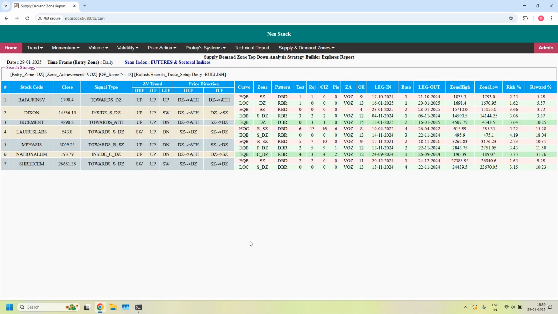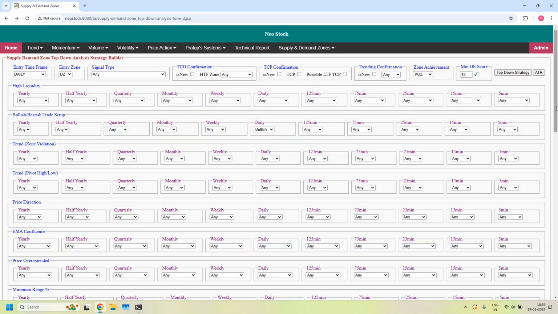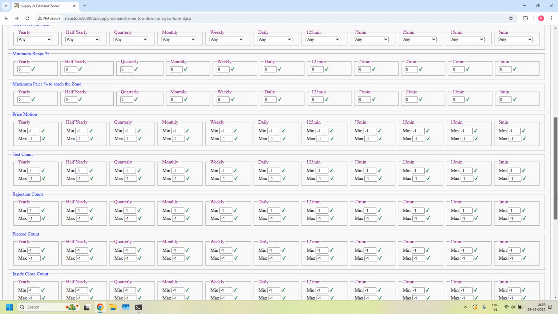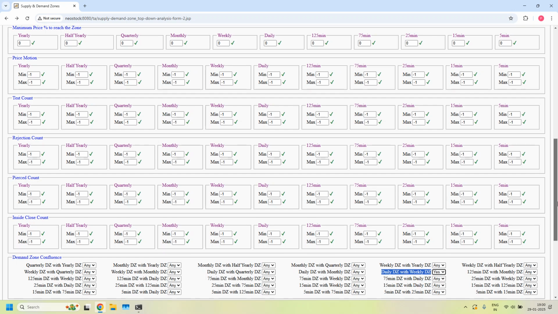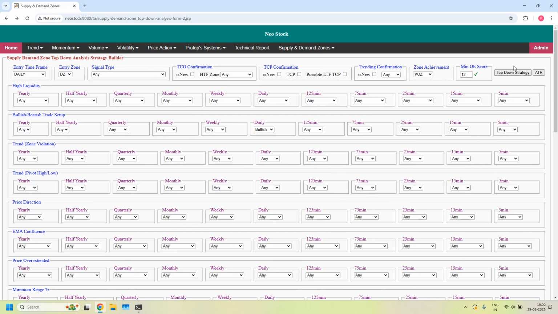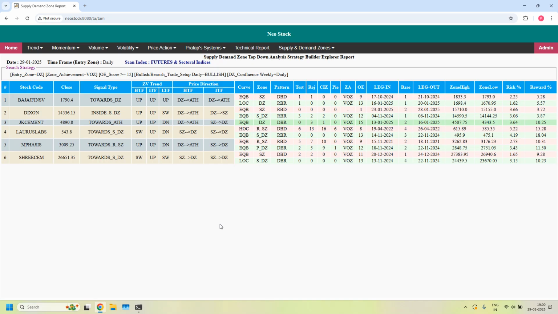First filter is LTF and ITF demand zone confluence. So let's further filter based on that. That is the daily and weekly demand zone confluence. That means the daily demand zone should be part of the weekly demand zone, should overlap, so that weekly order flows are stronger. That is our belief compared to the daily. When it is inside the weekly, the order flow is much stronger. See, out of 7, now the list has come down to 6.